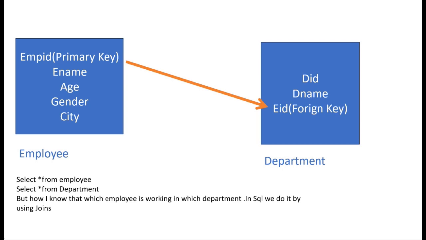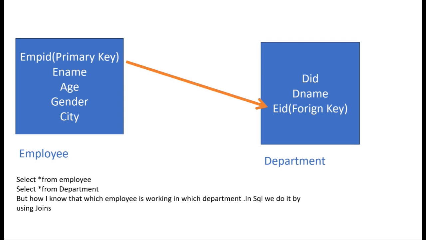Suppose I want to retrieve the information about the employee. How can I do it? I can write a query like select star from employee and I get all the details, as SQL will fetch the data of all the records I have inserted in the employee table. Similarly, select star from department, and SQL will fetch all the records inserted in the department table. But suppose I want to know which employee is working in which department. Is it possible to fetch this detail by using the above queries? No, it is not possible.